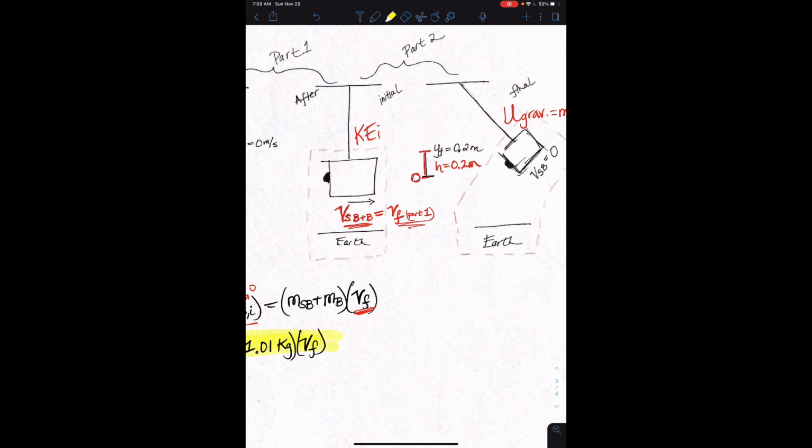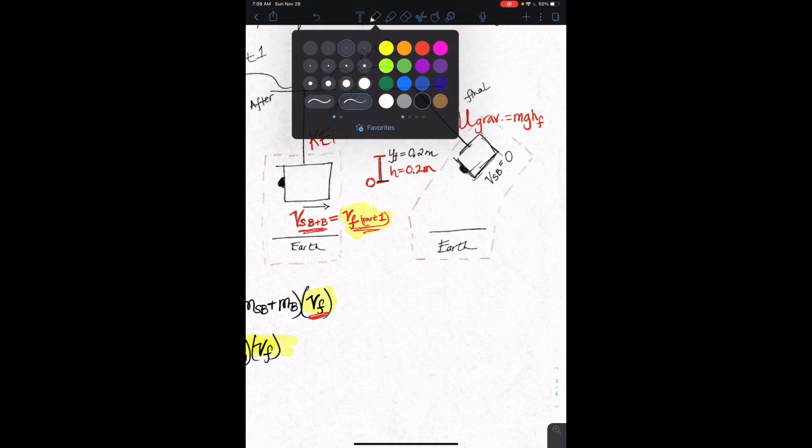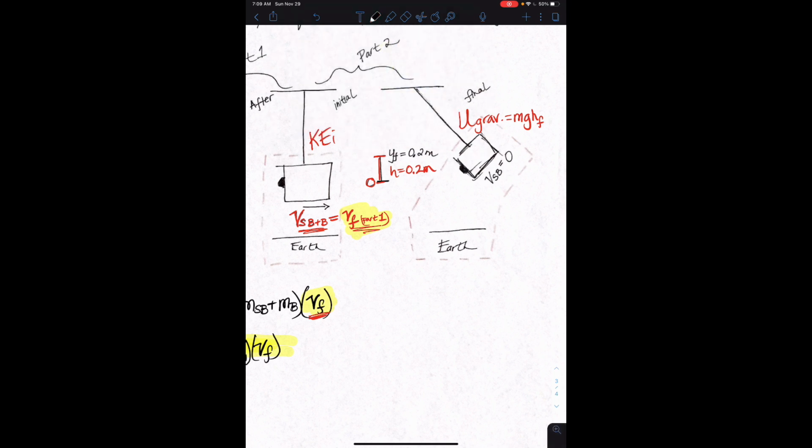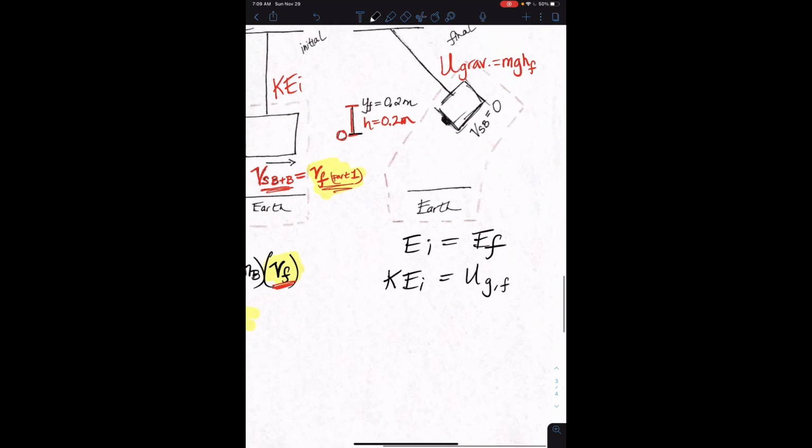And hopefully, so I'm saying we're going to stick with this being the same as this. All right, and hopefully that makes sense why we're doing that. Okay, so let's go ahead and write our energy balance here. So we can say EI equals EF. We can say that in the beginning we only have kinetic energy initial, and in the end we only have UG final. You don't have to call it final initial, but it's just a habit, I guess.